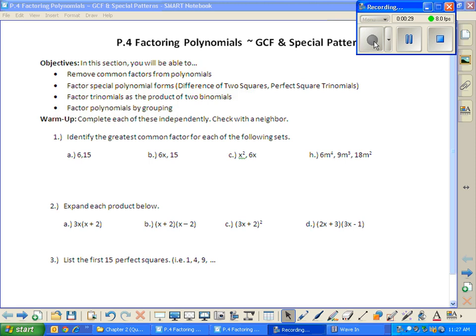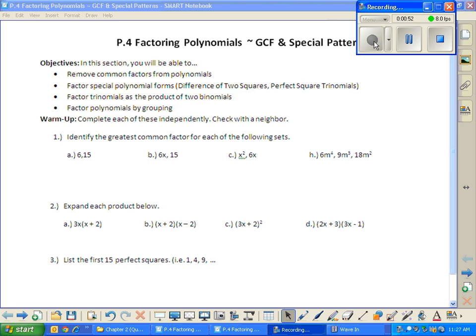So for instance, 6 and 15, what's the biggest number that goes into both of those, John? It is 3. That is the correct answer for number 1A. Does anybody have any luck with 1B? Notice there's only an X in one of them. What do you think, Nikki? It is just 3 again. Why not an X, Nikki?